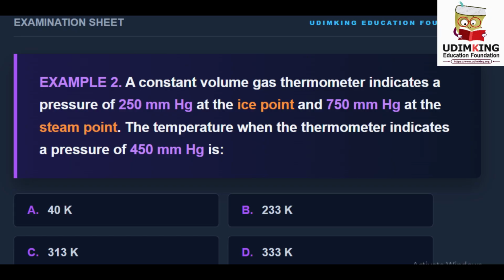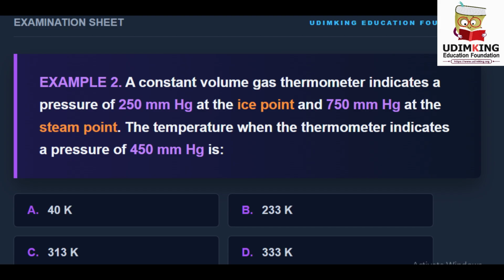A constant volume gas thermometer registers a pressure reading of 250 millimeters of mercury at the ice point and scales up to 750 millimeters of mercury at the steam point. Our core task is to determine the absolute thermodynamic temperature value on the Kelvin scale when this specific instrument registers an intermediate reading of 450 millimeters of mercury. Looking at our options ledger, we have 40 Kelvin, 233 Kelvin, and 333 Kelvin.